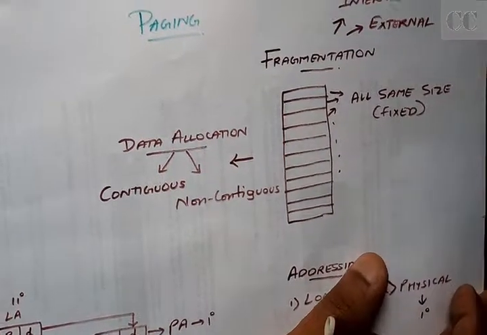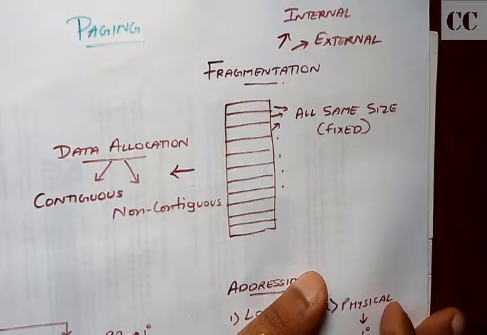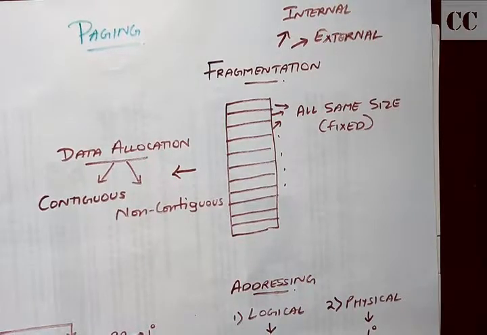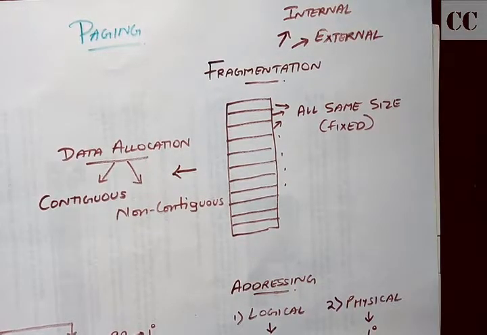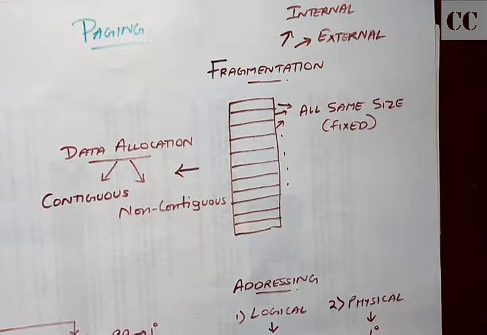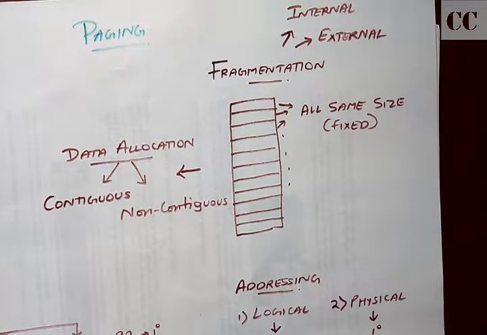At first we'll have a small introduction about fragmentation, and paging is a solution to the problem of external fragmentation. So before going to paging, we must know what fragmentation is, what the types of fragmentation are, and specifically what external fragmentation is.